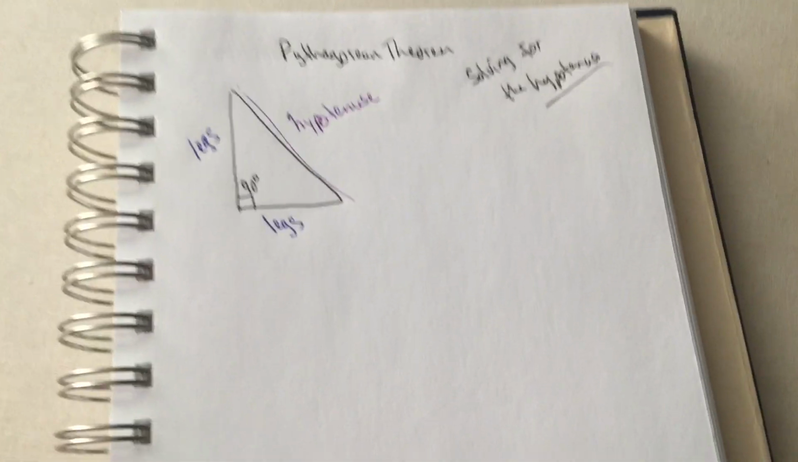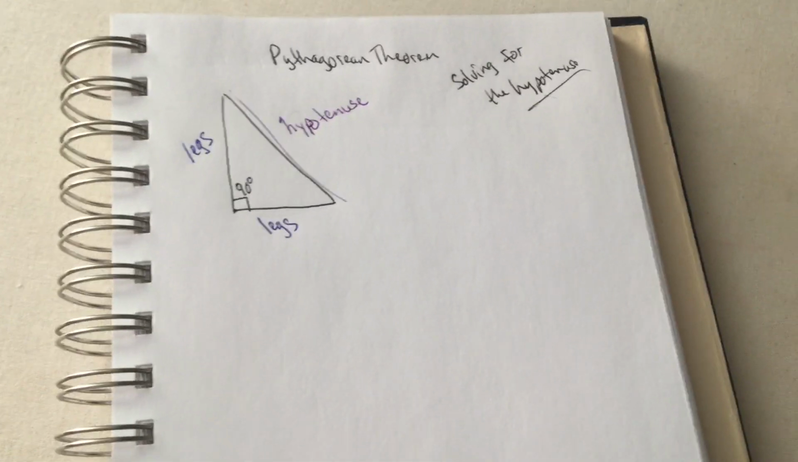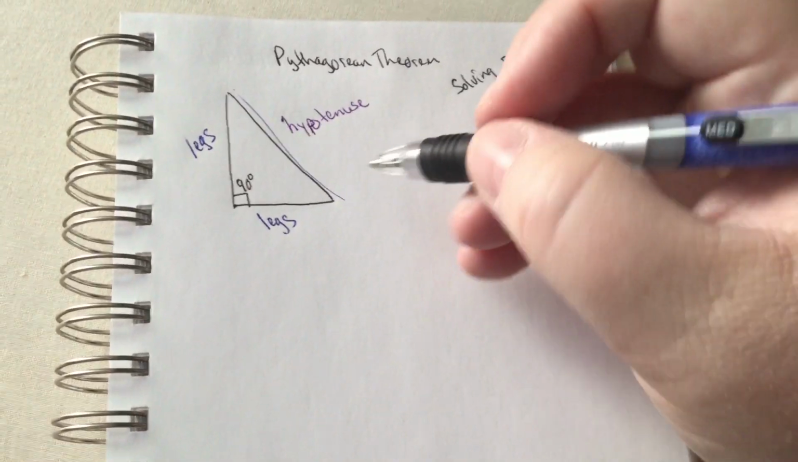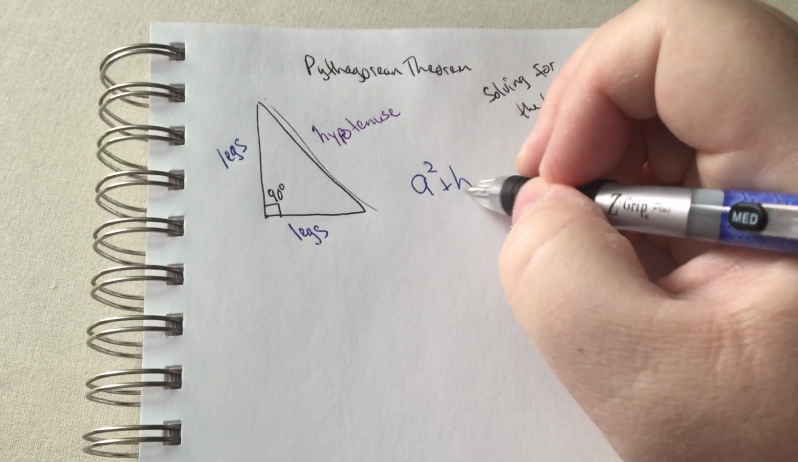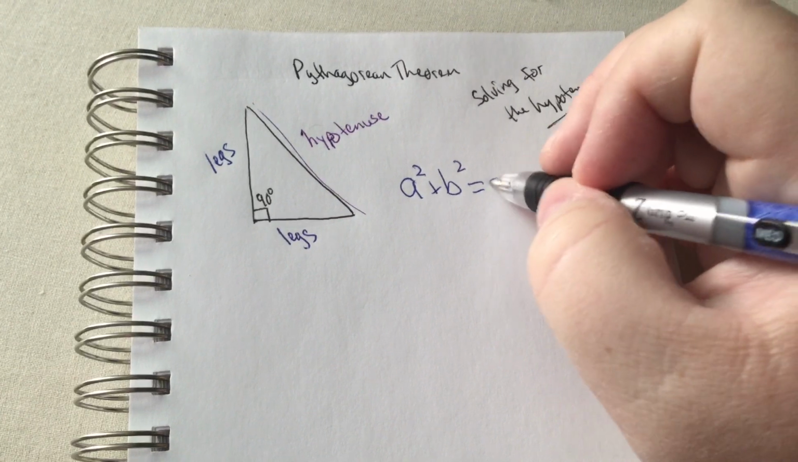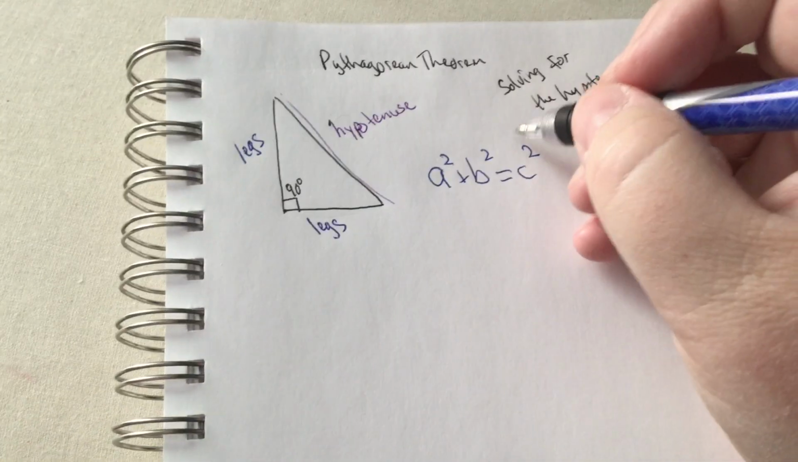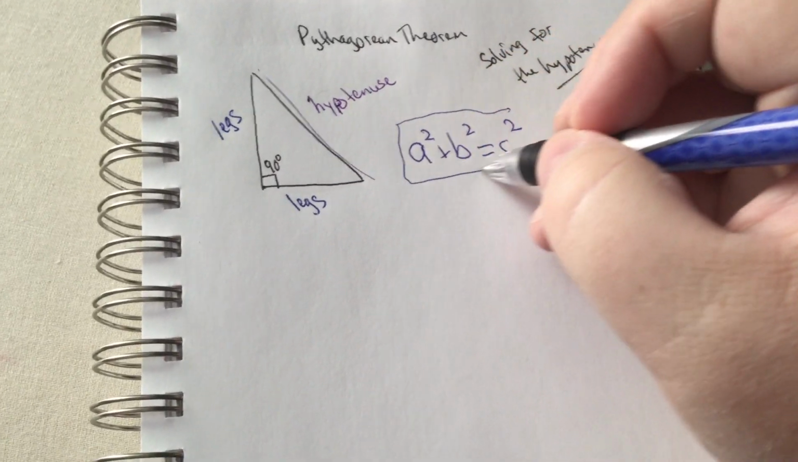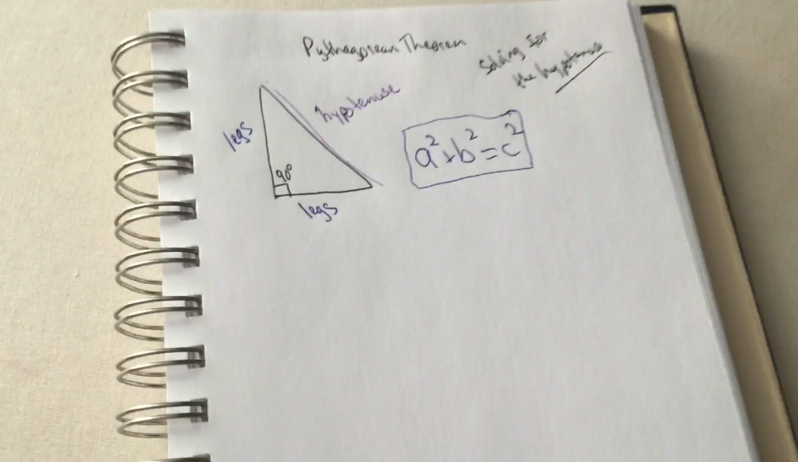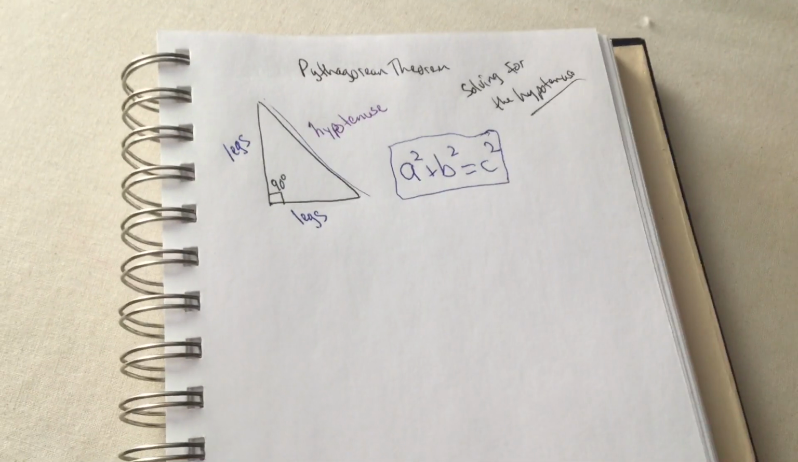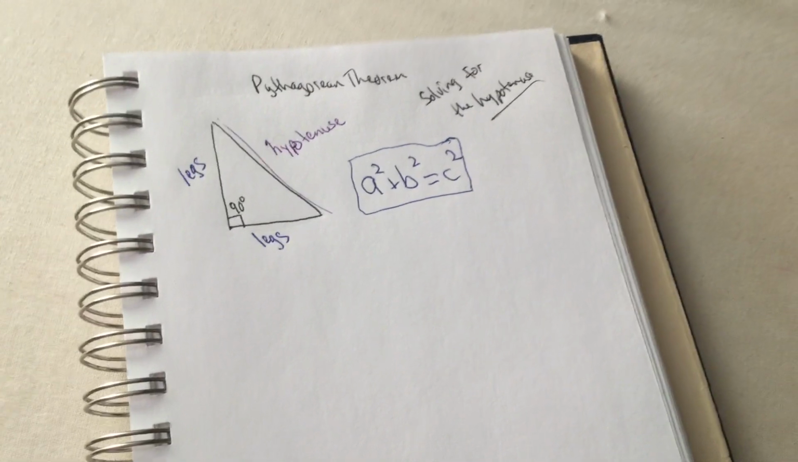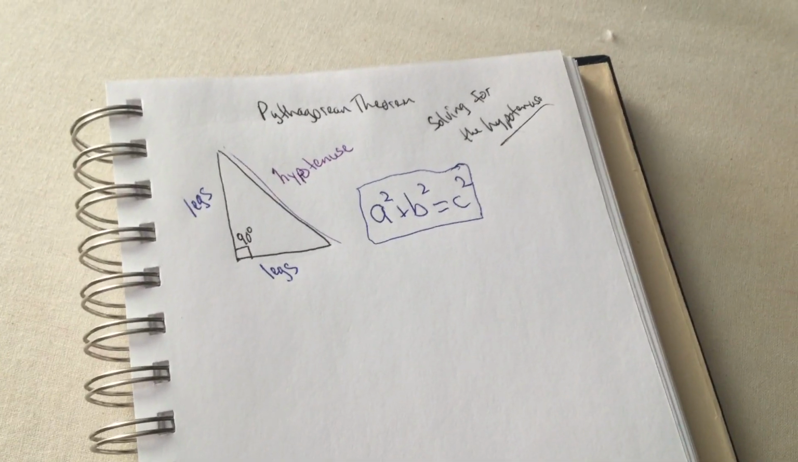The Pythagorean theorem is a handy-dandy little formula that we can use to solve for a side of a triangle. And this is it. That's the Pythagorean theorem right there. And we will be using that to solve some problems. And this is useful for so many things, particularly in architecture and construction.